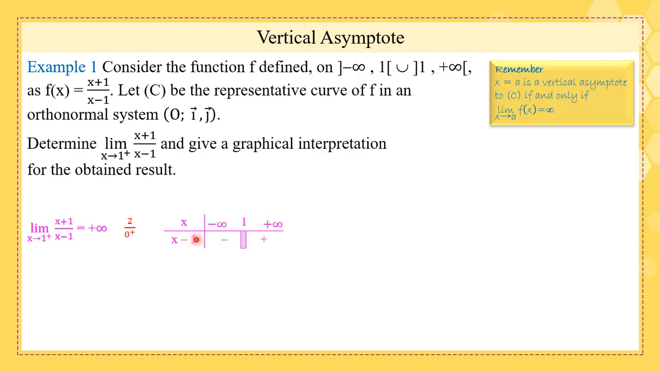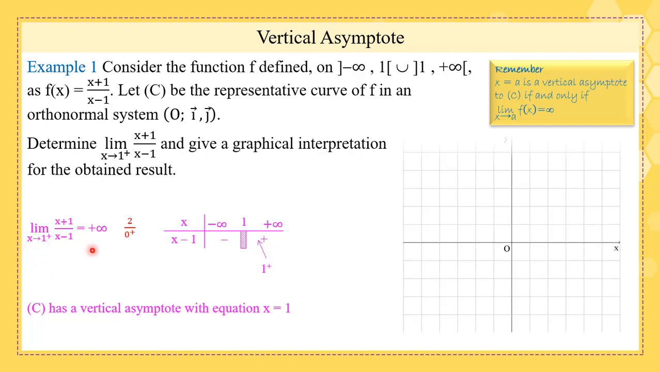Remember, we draw a sign table for x minus 1, opposite same, and 1 plus means to the right of 1, this is the right of 1, and in this case x minus 1 is positive, so we will have 0 plus. So we can say from here that C has a vertical asymptote whose equation is x equals 1. So why do we have a vertical asymptote? Because when x tends to a constant, the answer is infinity.